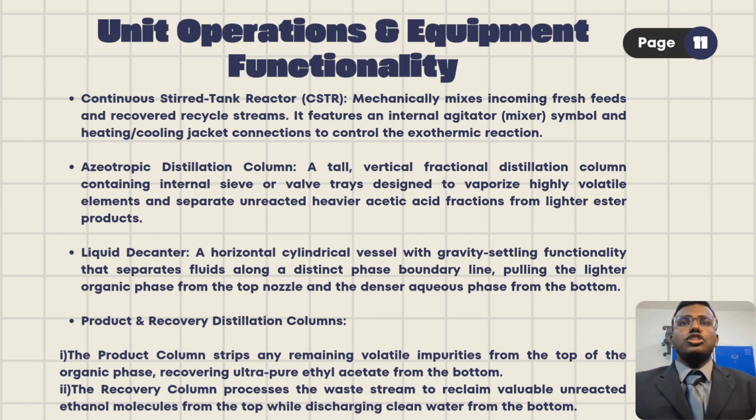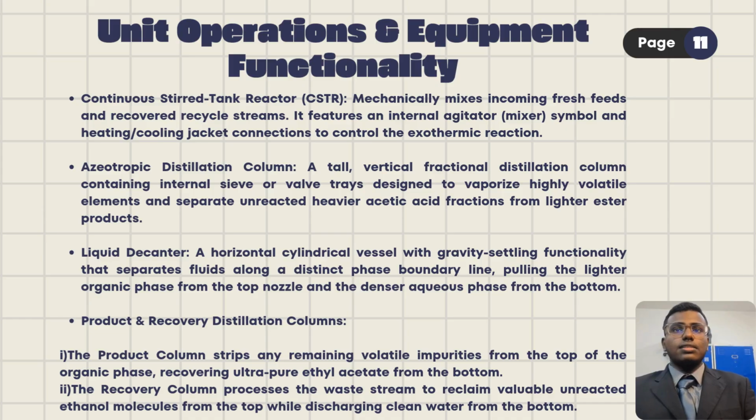I will explain the unit operations and equipment functionality used in the production process. First, the continuous stirred tank reactor is used to continuously mix the fresh feed and recycled streams. An internal agitator ensures uniform mixing, while the heating and cooling jacket helps control the reaction temperature and maintain stable operating conditions. Next is the azeotropic distillation column.